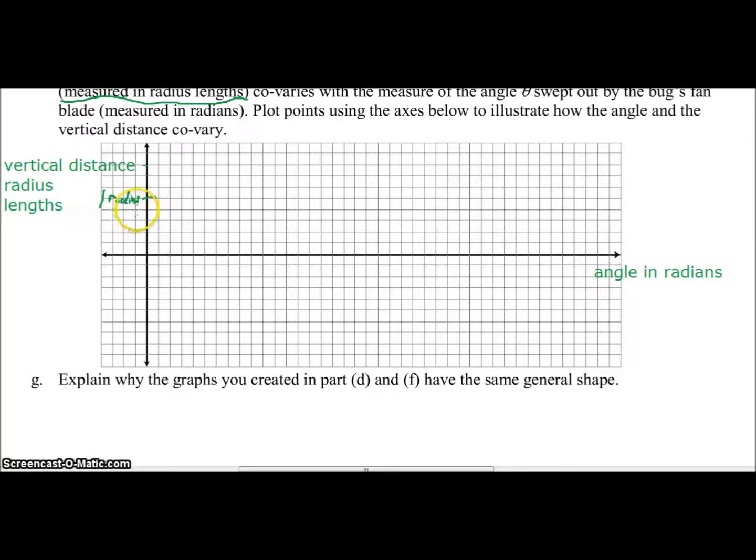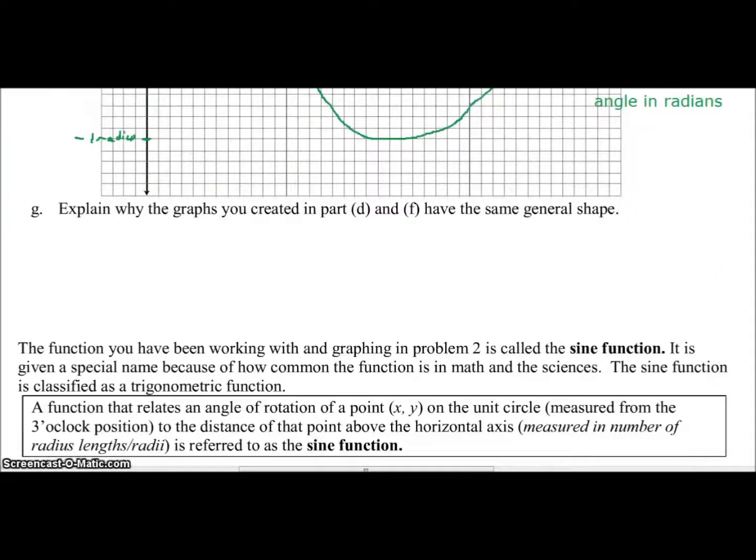Then the lowest point will be -1 radius. That'll be the vertical distance will be 1 radius. It'll still be the same kind of graph. But now everywhere where we had 2.6 feet we have a radius, and so we're just measuring the vertical distance in terms of how many radii rather than feet.